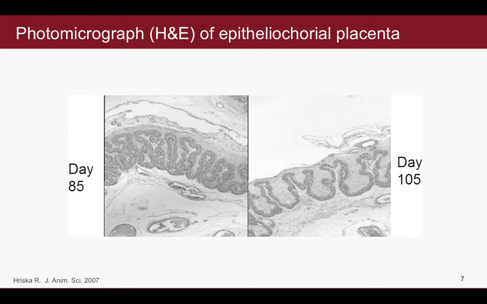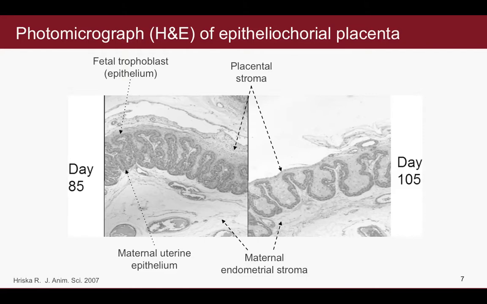This image shows epithelium, stroma, and capillaries in both the maternal and fetal tissues. The 2 layers of epithelium are in very close apposition, so they appear as one layer at this magnification. Note how the placental stroma is much thinner at day 105 on the right compared to day 85 on the left.